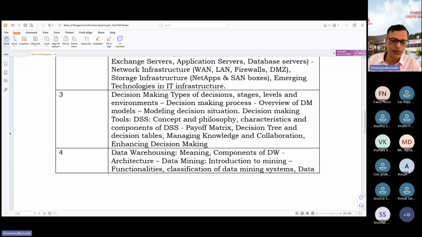And nowadays, you might be knowing that AI is largely used for different purposes. So we are going to see a small part of how this AI is also used in decision making. Though it is not included in your syllabus, we'll be looking at how AI implementations are helping organizations to take decisions. Decision making, types of decisions, different stages of decision making, different levels and environments of decision making.